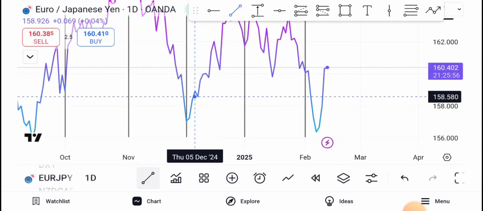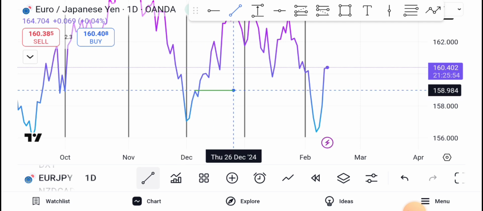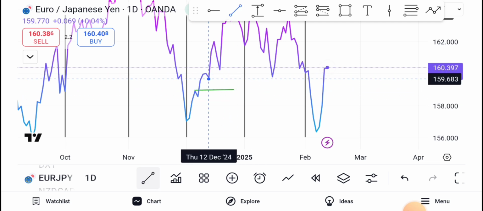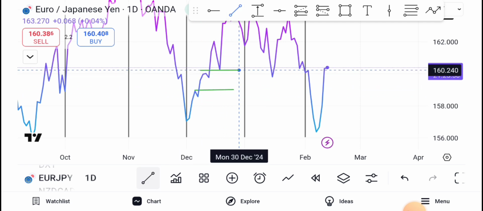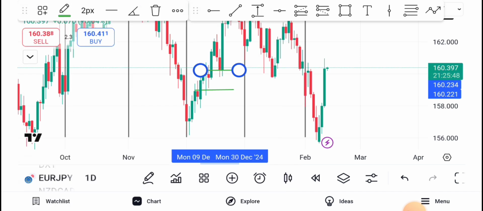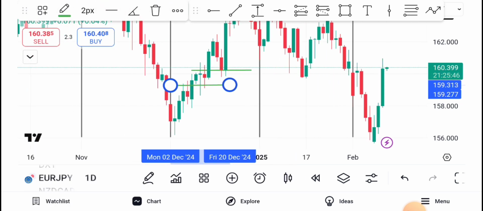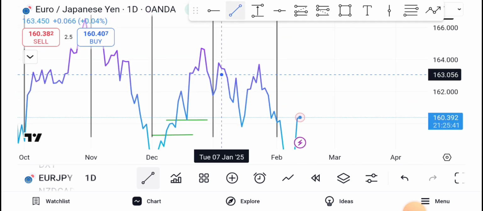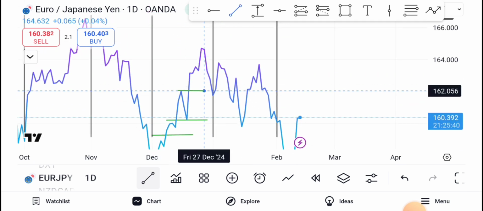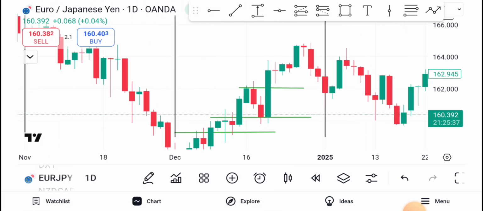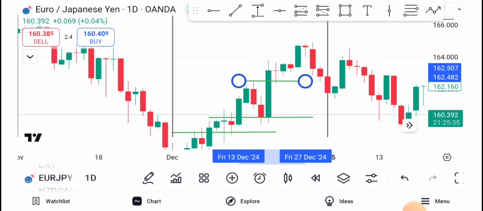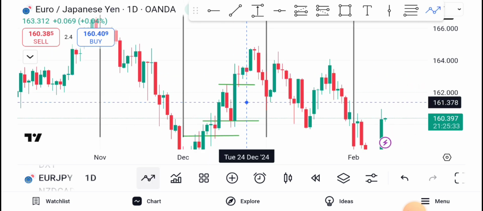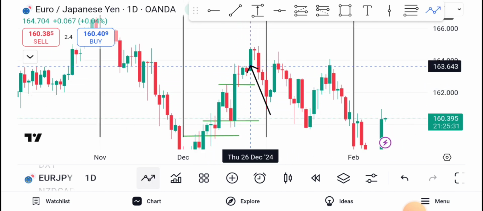Let's start from December. Break. We retested. Break. We retested. This one is a retest to remember, guys. It's a retest because it's the line chart. The line chart doesn't show it. So he broke. Let's see if he retested. Yes, we did. You see.